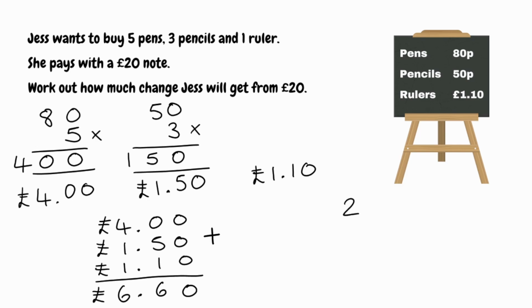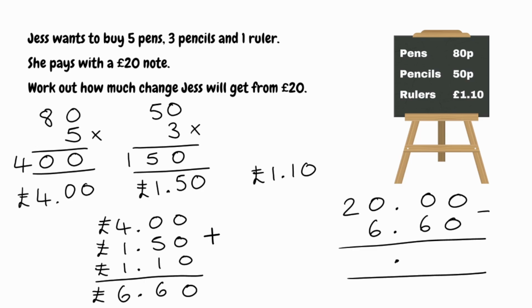So let's set that up just like before. We're going to have £20 and we're taking away this £6.60. So to begin with, we've got 0 take away 0, which is just 0. And now we can see we've got to do 0 take away 6, so we've got to borrow. Well, we can't borrow from the column to the left, so we've got to go across to this 2.